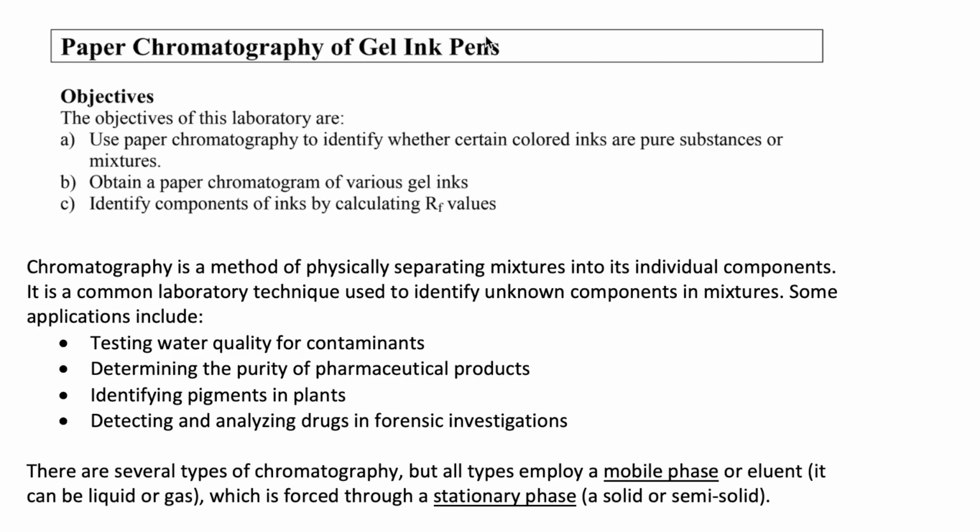Hi everyone, I'm going to talk about the experiment for paper chromatography of gel ink pens. What we're doing in this lab is using paper chromatography to figure out how many different inks are in our normal ink pens, and then use that information to calculate something called the retention factor, or RF values, for each of the parts of the ink.